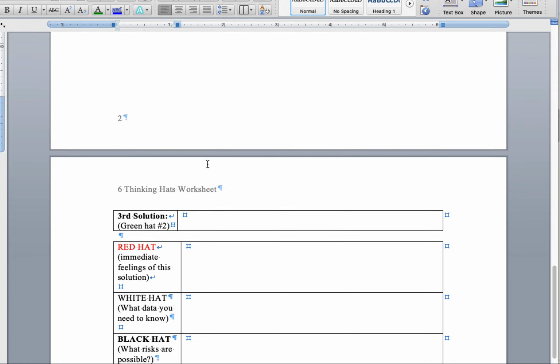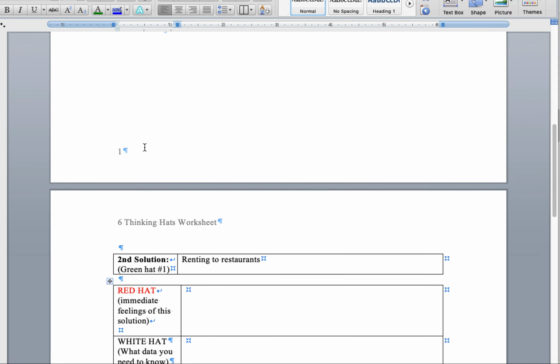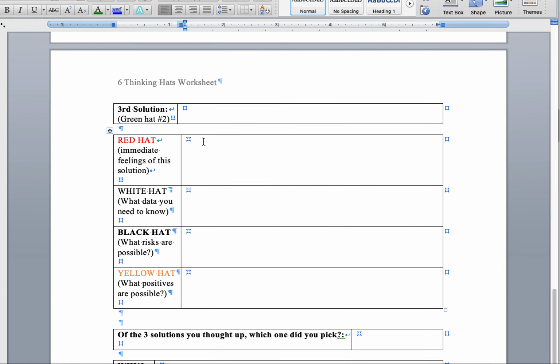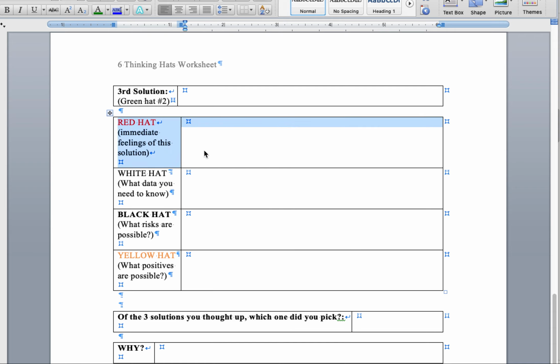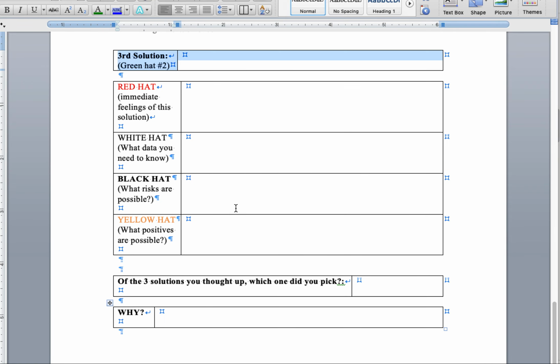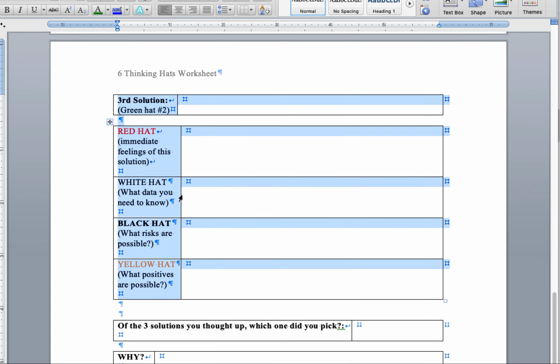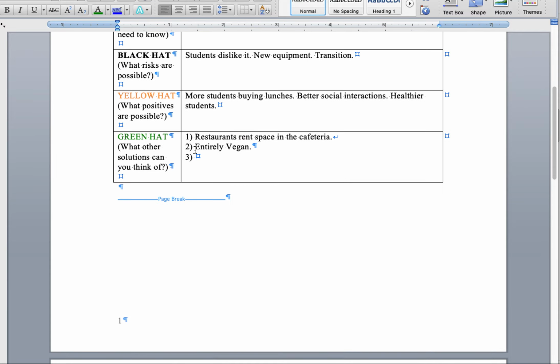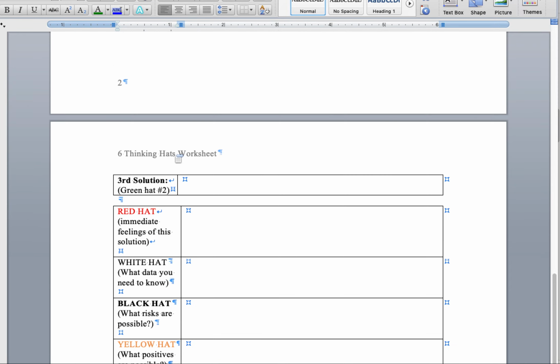And then, of course, oh, look, we also have a solution 3 here. What's solution 3? Oh, look, it's that third thing you thought of. So my third thing I thought of was entirely vegan. So what is the red hat? What are the immediate feelings of going entirely vegan? What is the data we need to know for entirely vegan? What are the potential risks of entirely vegan? What is the potential positives of entirely vegan? So basically, if you want to, you can always just copy and paste these areas and just make solution 4, solution 5, solution 6. If you really came up with a bunch of different things in this green hat, go ahead.